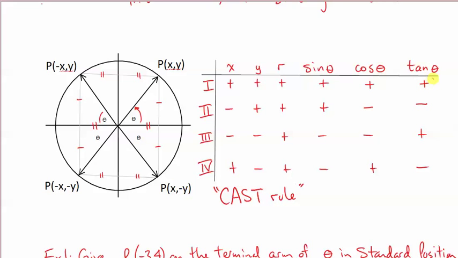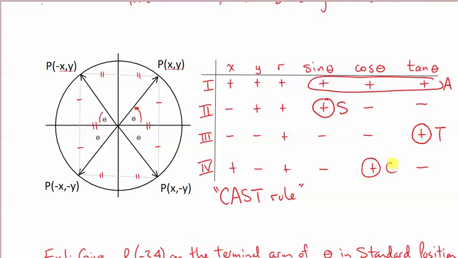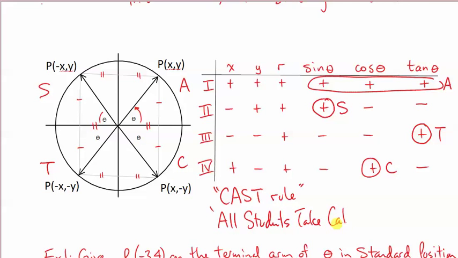Notice that in quadrant 1, all are positive. In quadrant 2, only the S is positive. In quadrant 3, the T, and in quadrant 4, the C. So if I started in quadrant 4, I could say C-A-S-T, or cast, for what remains positive. Other people refer to this from quadrant 1 and say all students take calculus or something like that to keep track of the signs. I don't actually like either of them. I just like to reason it out based on the definitions, but I present it for you in case that's helpful.